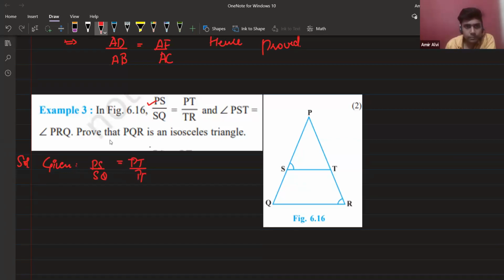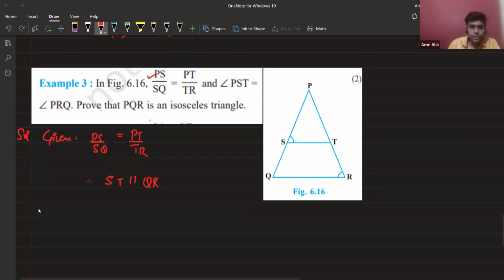PT by TR. So it's already given, so I can conclude that ST is parallel to QR. Yes or no? Yes. I can conclude now because the sides are in ratio. Very good. Now, Adil, one more thing which we need to prove.